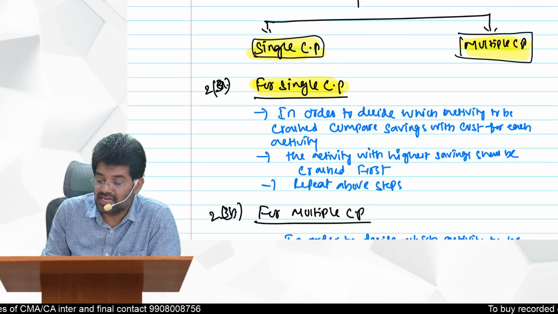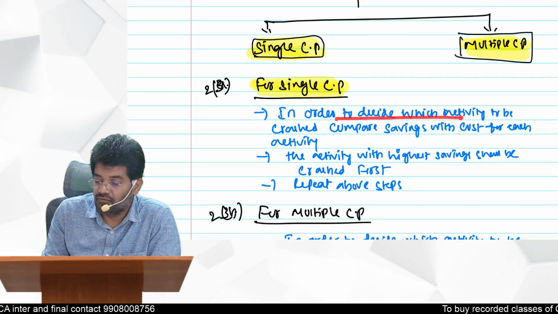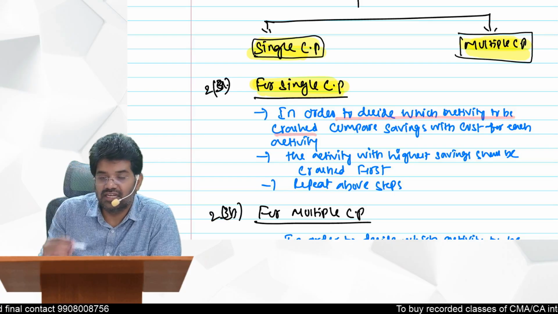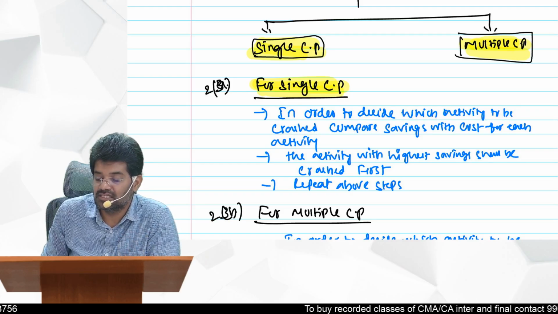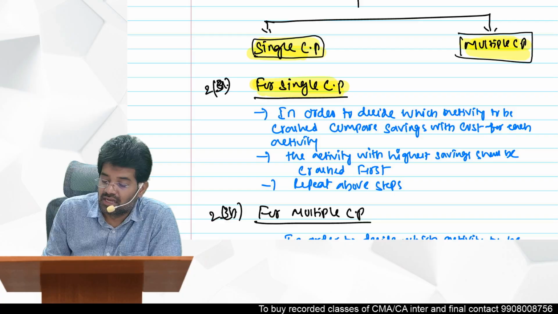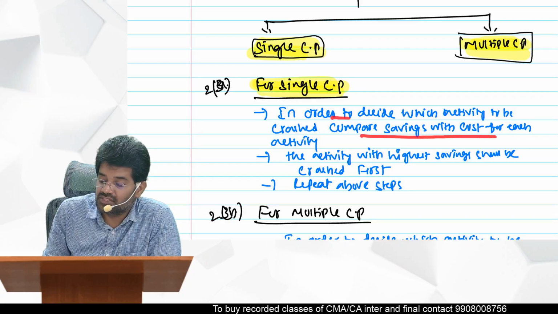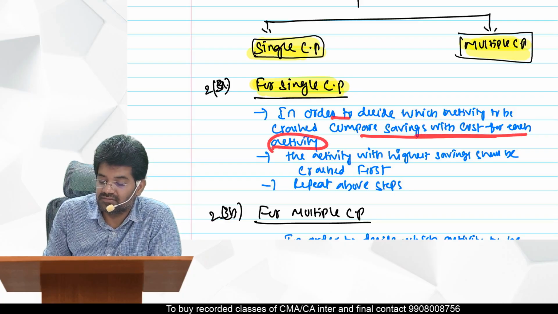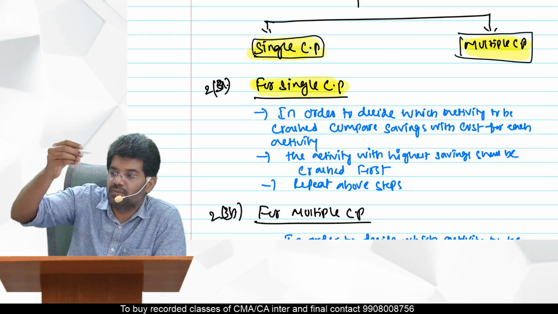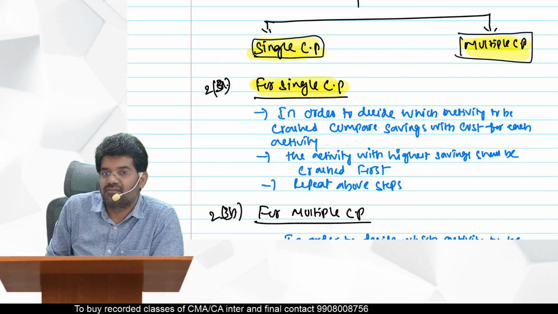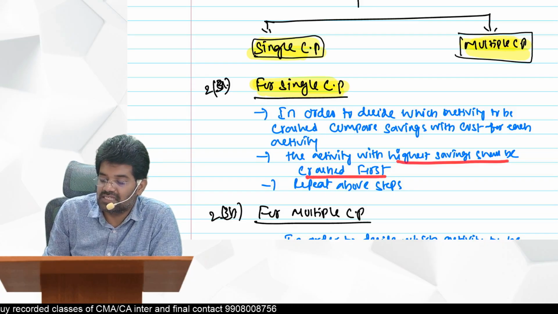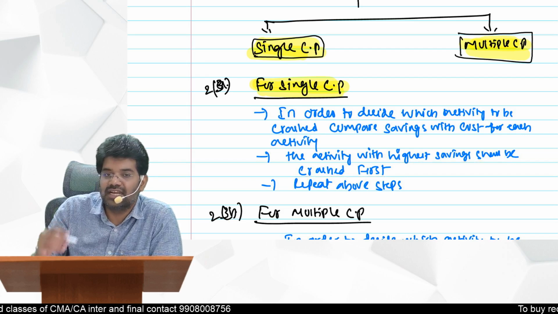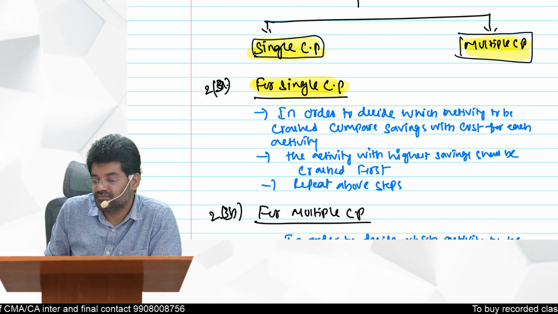In order to decide which activity to be crashed in that single critical path, the criteria is you have to compare the savings with cost for each activity. Compare the savings with what? Cost. So the activity with highest savings shall be crashed first. This is the criteria we applied in our example also.